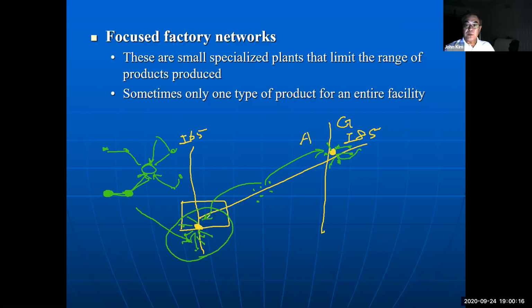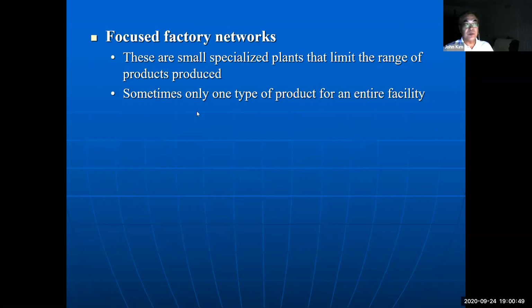Why do they use this focused factory network? To reduce the delivery distance, and then lead time and delivery time, and so on. So by using this focused factory network, they can reduce unnecessary time, eliminating unnecessary waste time.